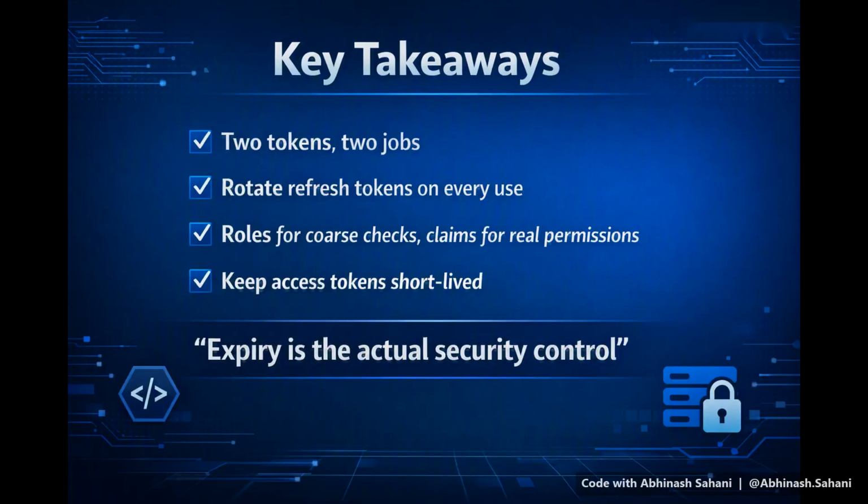So remember, two tokens, two jobs: the access token authenticates requests, the refresh token only gets a new access token. Rotate refresh tokens on every use, and treat replay of a revoked one as a compromise signal. Use roles for coarse checks, claims and policies for real permissions. And keep access tokens short-lived. That expiry window is the actual security control, not a convenience setting.